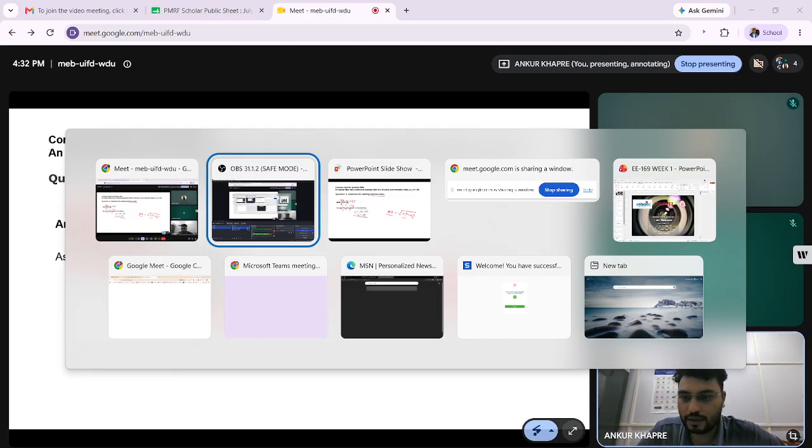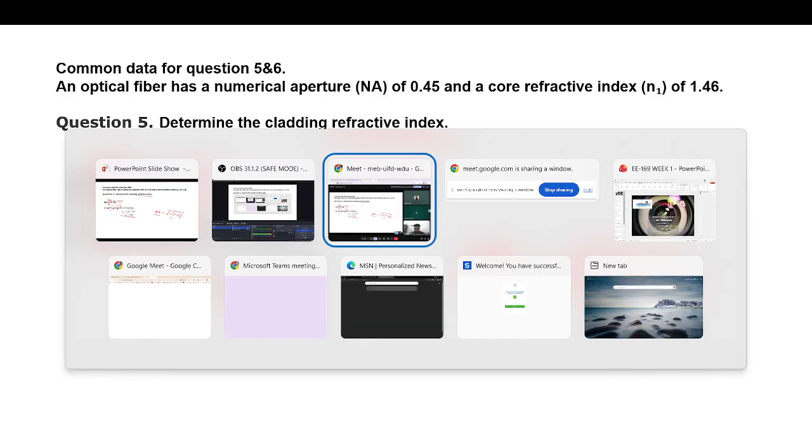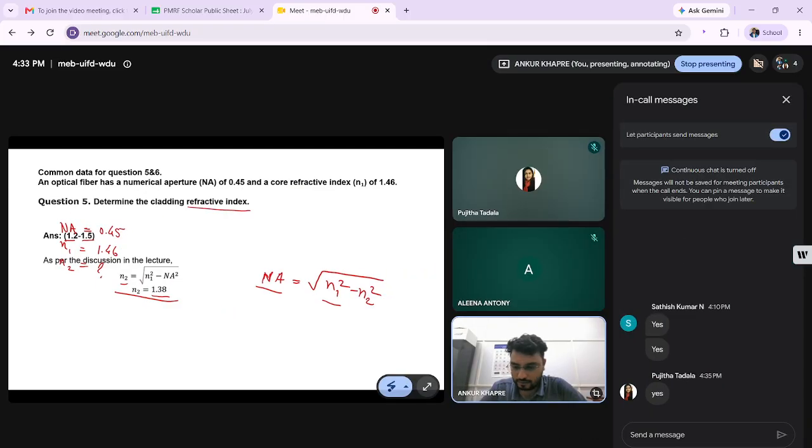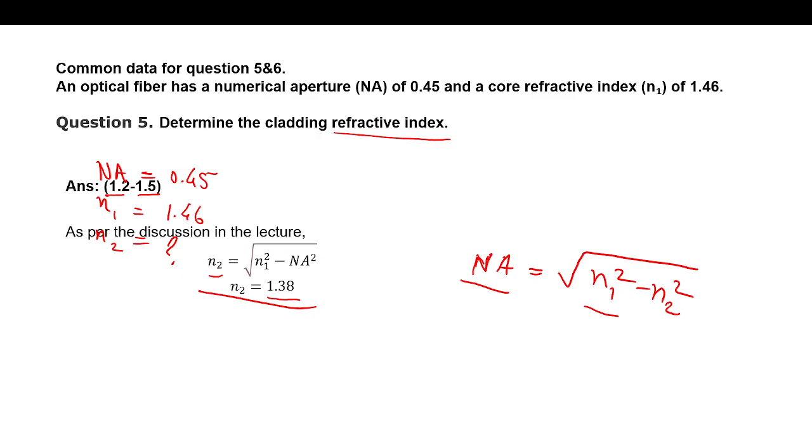Understood? Are you getting this? Am I audible first of all? Can you just say yes or no? Is it clear or should I be louder? Yeah, nice. That's the way we need to solve this question, and this is how the main exam questions will also be asked. They will give just two or three values, and you need to determine one or two more values.